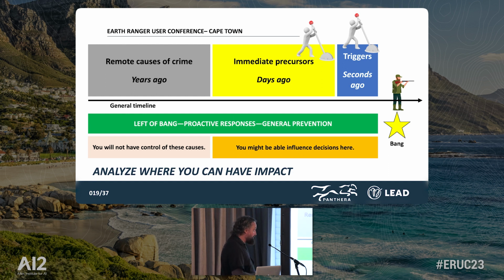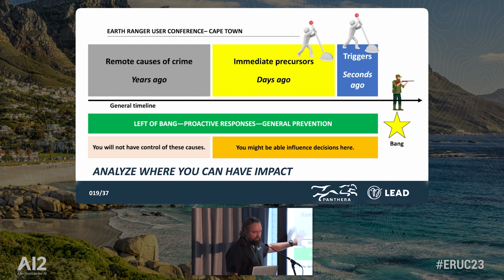And then as we get even closer to the event, we have triggers that are really in-the-moment decision-making, where I'm going to choose this area because I know it's low patrol density, I know the ungulates are there, right? Or I know that I won't be caught on the way out. And anything left of that gunshot is general prevention, okay? But one of the things that we really teach in this problem analysis is that it's very unlikely we're going to be able to ever control these, okay?